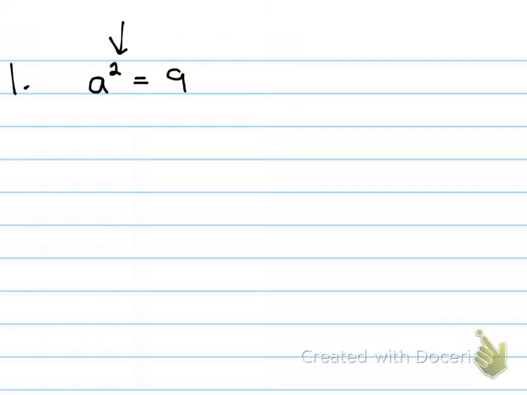An exponent, okay? And more specifically, a square. So what is the opposite of squaring a number? It is taking the square root. And whatever you do to one side, you have to do to the other side.